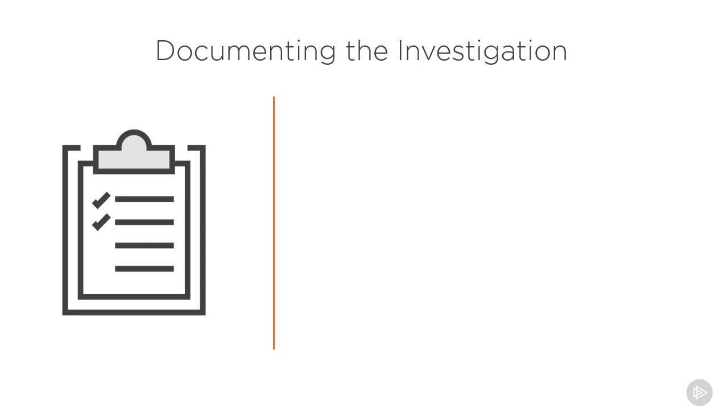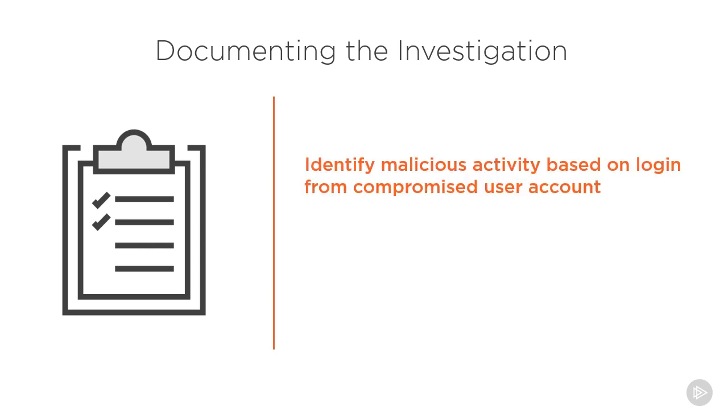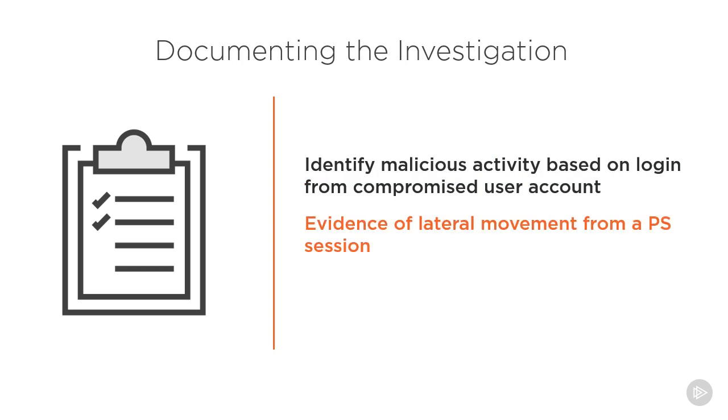To go over some of the key points in this investigation, we have identified malicious activity based on the login from the compromised user account on the Execo1 host. Even more interesting, we have identified artifacts of lateral movement in the form of a PS session. We can also establish that in terms of actions on objectives, the goal was to steal the file and replace it with a copy. And we have learned this based on the modified file size.